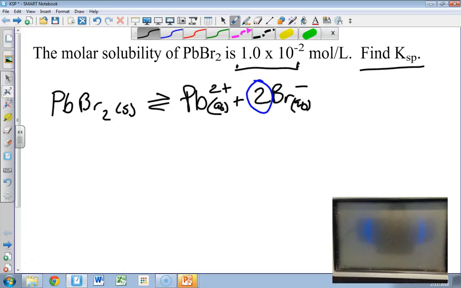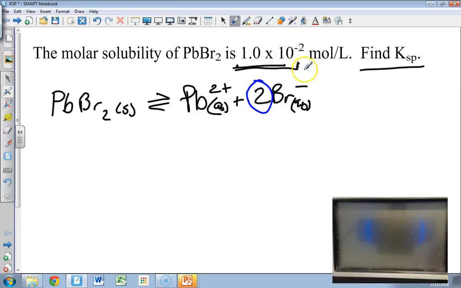Okay, so what does it mean that the molar solubility is this? Well, that means how many moles dissolve. So what this is, in short, is our X value. At the beginning, this is 0 and this is 0. And this tells us that for every 1 mole of this that dissolves, we make 1 mole of this. This tells us what our X value is.